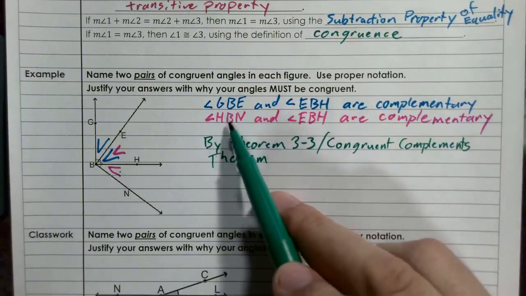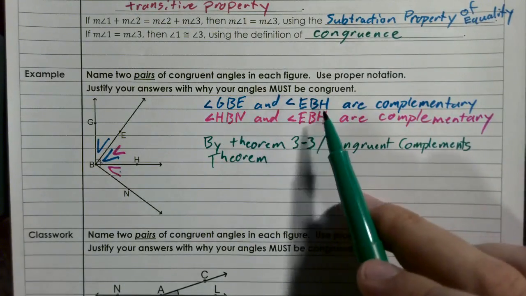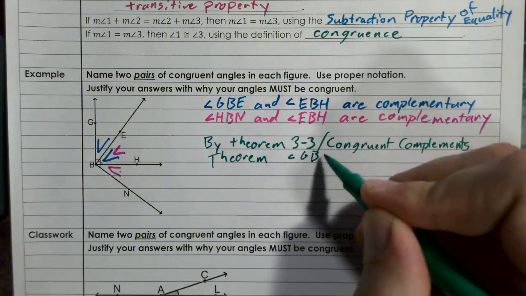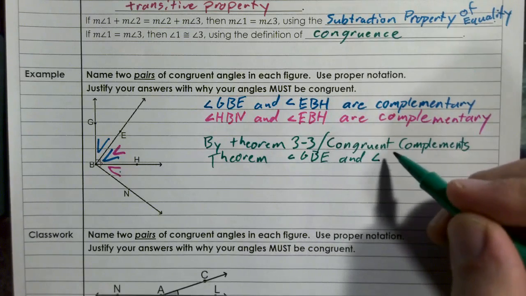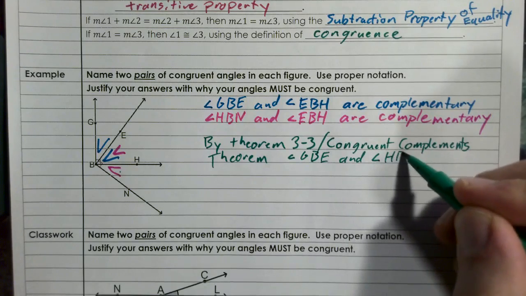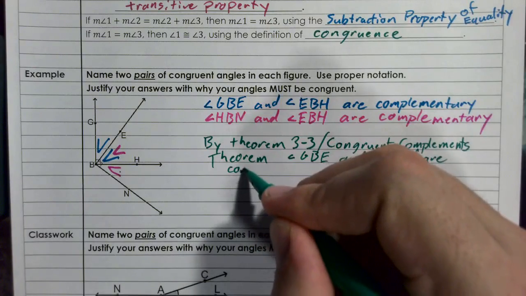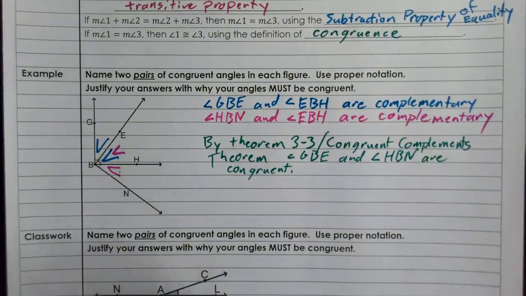We can say that these two angles have to be congruent because they're both complementary to this guy right here. Angle GBE and angle HBN are congruent. So that's one of our pairs.